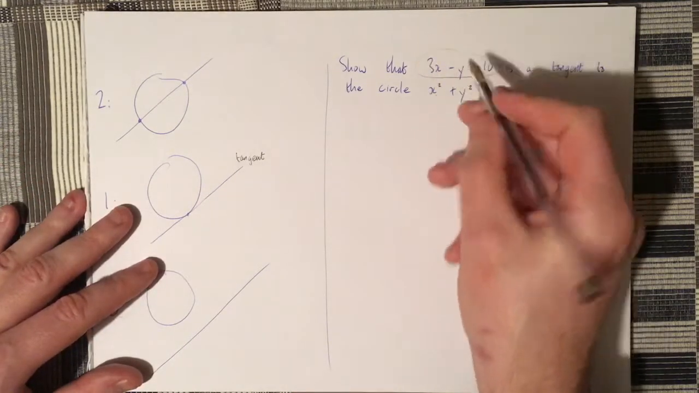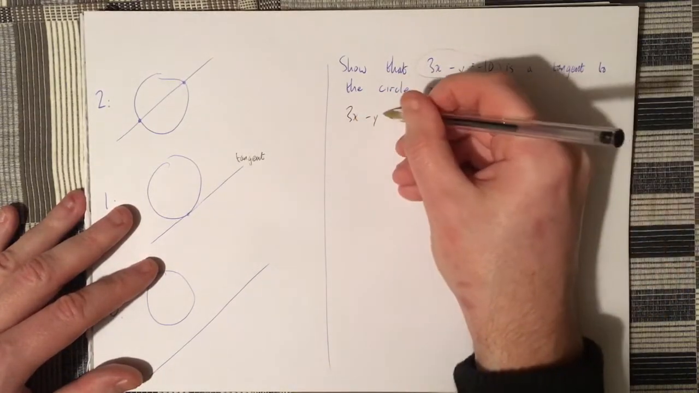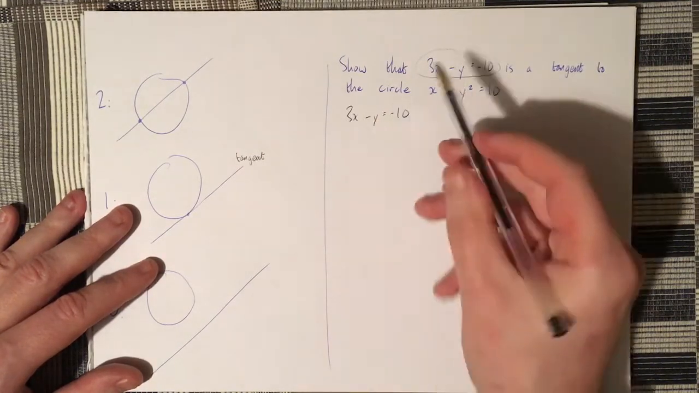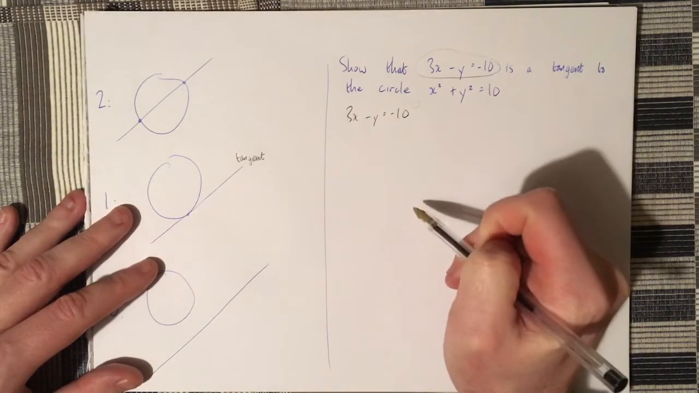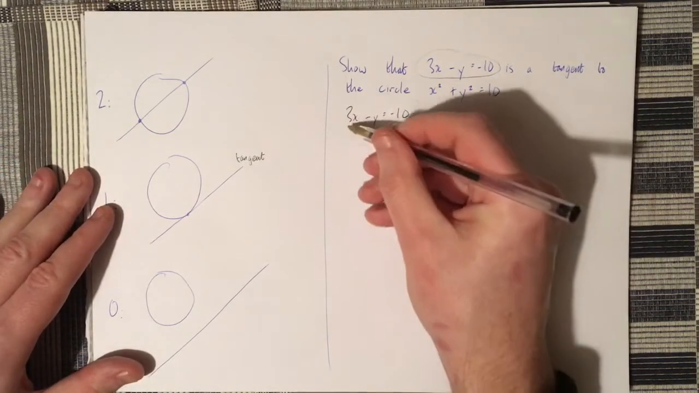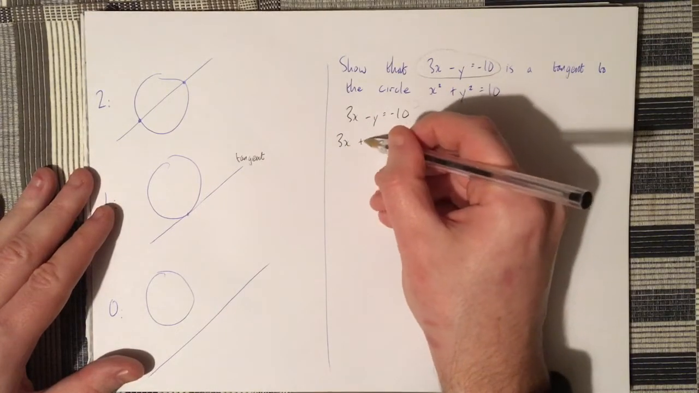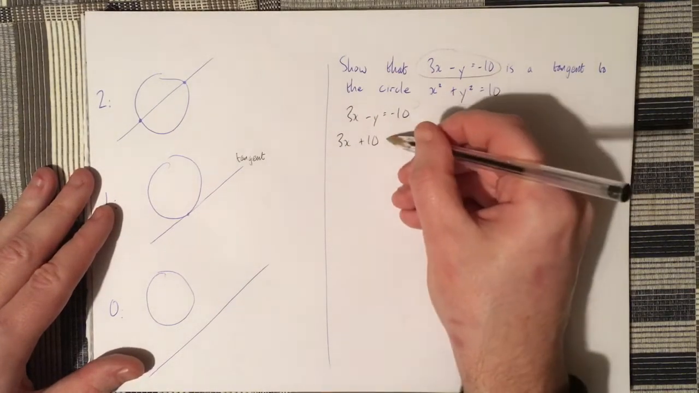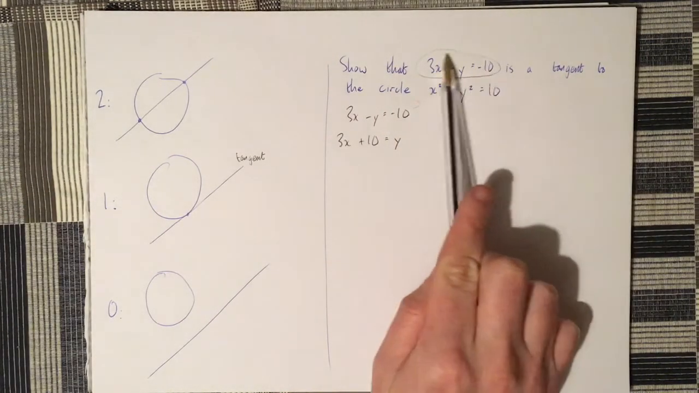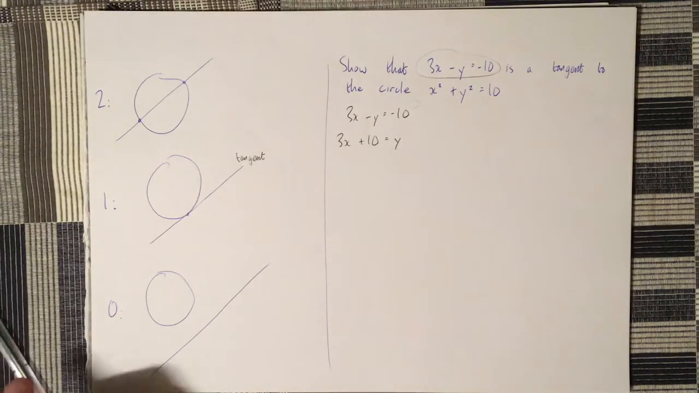So what I would do here is start with 3x minus y equals minus 10. I want my y positive, so I'm going to move my y to the right hand side. I want it on its own, so I'm going to move the minus 10 to the left hand side. The 3x isn't moving. The minus 10 is moved over and becomes plus 10. The y is moved over and becomes plus y. So I've just rewritten this line as y equals 3x plus 10.